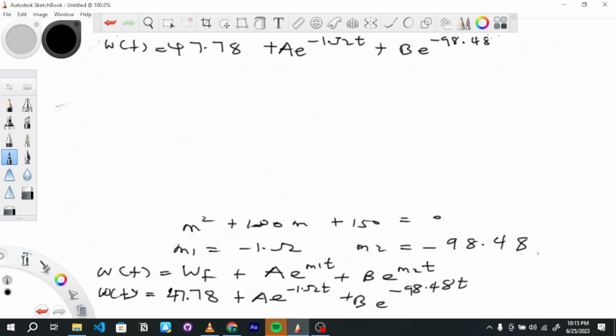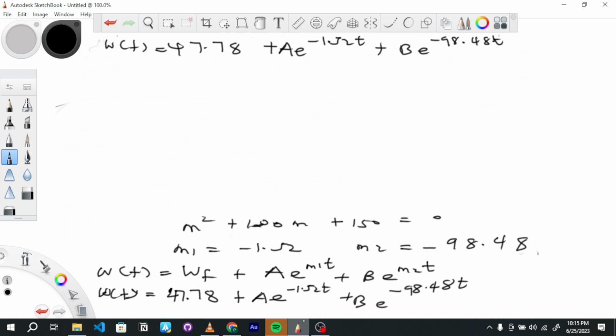We have it like this, right? Now I can find an expression. I need two expressions to be able to find what my a and b are. What is the first expression I can make?